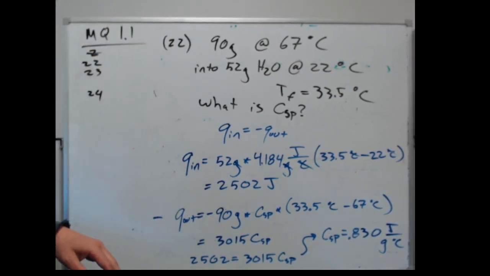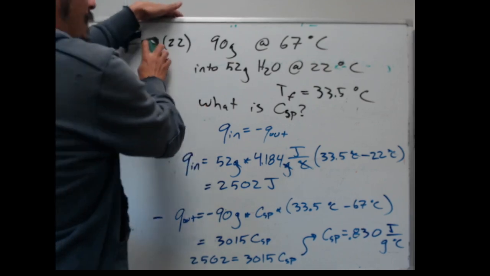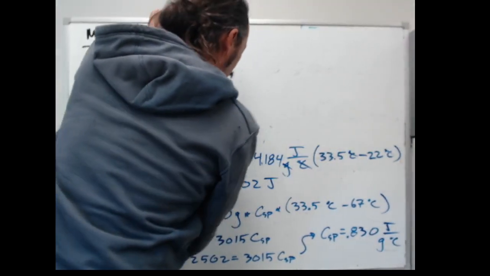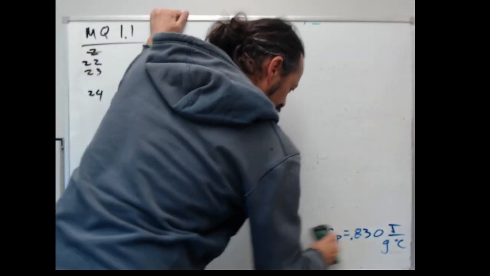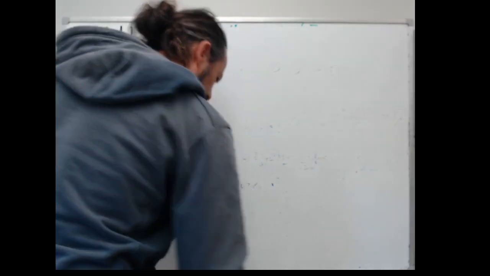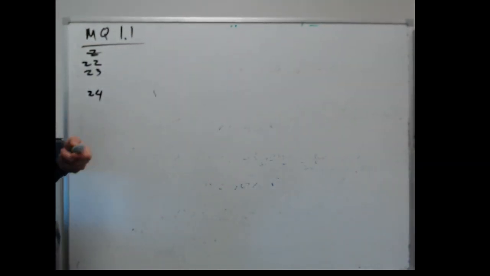Number 23. Yeah, we could do it. I think 24 is the tricky one, but let's go ahead and do number 23 as well. What do we have? Who's got number 23 up? Do it in green.